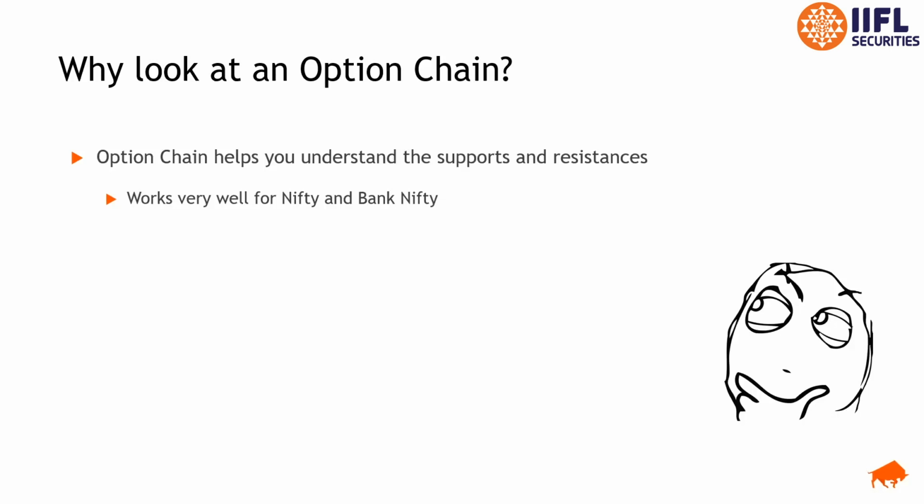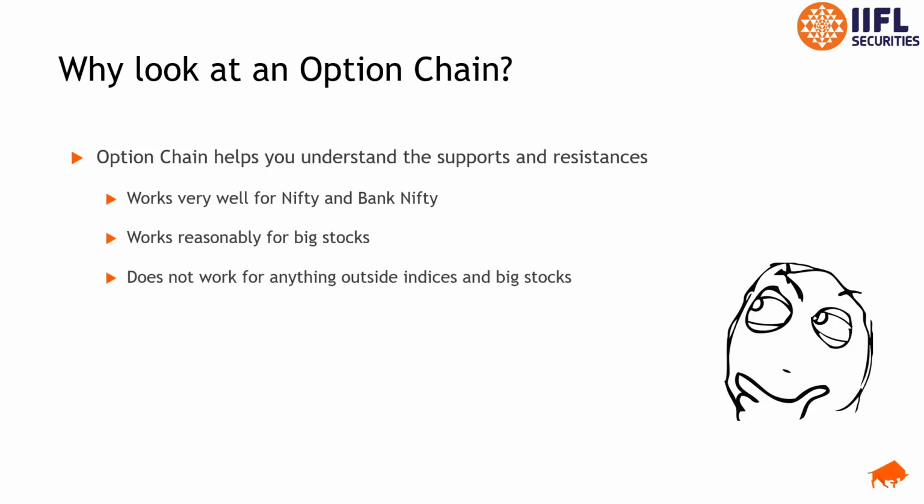And this analysis using option chain works very well for Nifty and Bank Nifty, which is practically 90% of India's trading volumes. It works reasonably well for big stocks like HDFC, Reliance, etc. It does not work for anything outside indices and big stocks. This is something you have to be very careful about. Most people look at option chain as an end-all solution to all direction finding, but it doesn't work for smaller stocks.